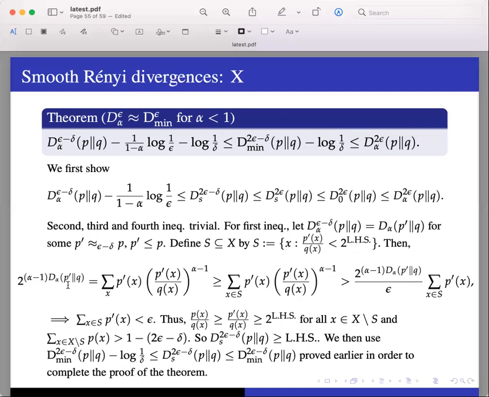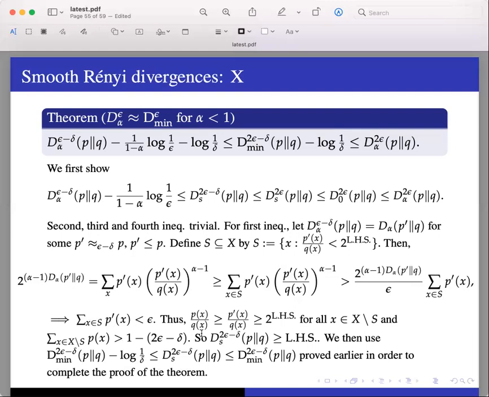Okay. Then again, we start. The first equality is the definition of the alpha Renyi divergence. Then I'm only keeping those x's in S, so this is greater than or equal to. Remember, these are all positive quantities. And then note that for x in S, this ratio is less than 2 to the LHS. So I plug that in, but now alpha is less than 1, so the exponent is negative. So this direction of the inequality is correct. And I end up with this quantity, same as this. So this implies that the summation of p prime x for x in S is less than epsilon.